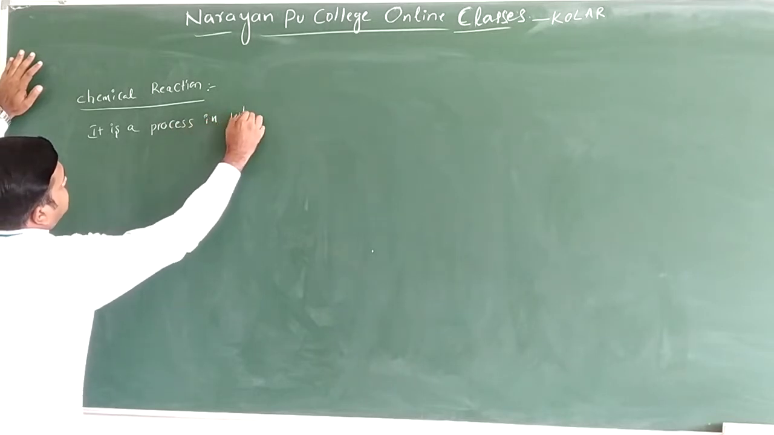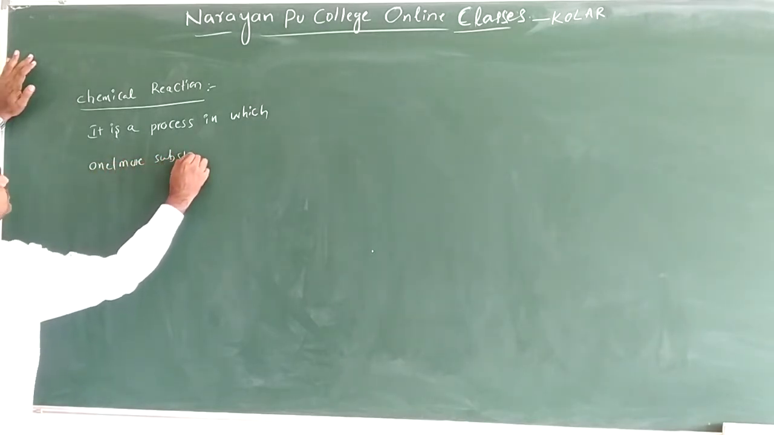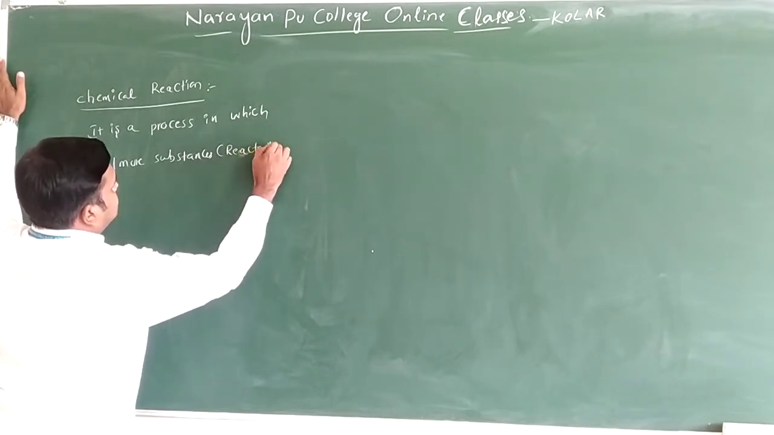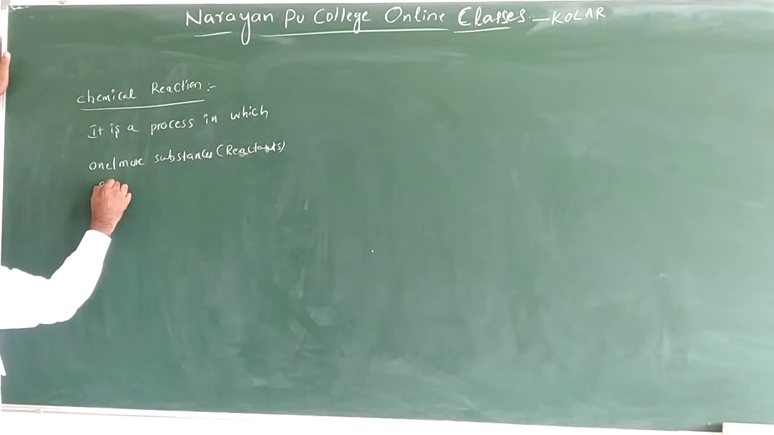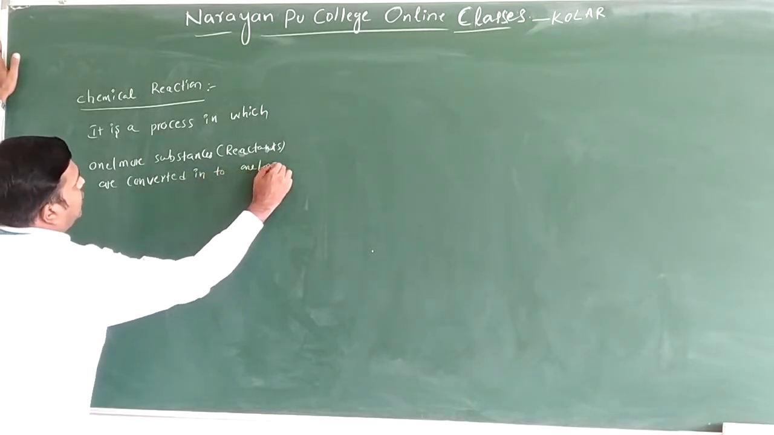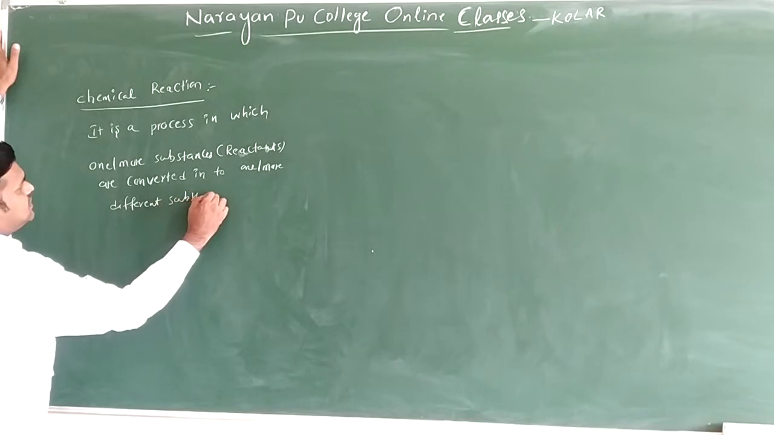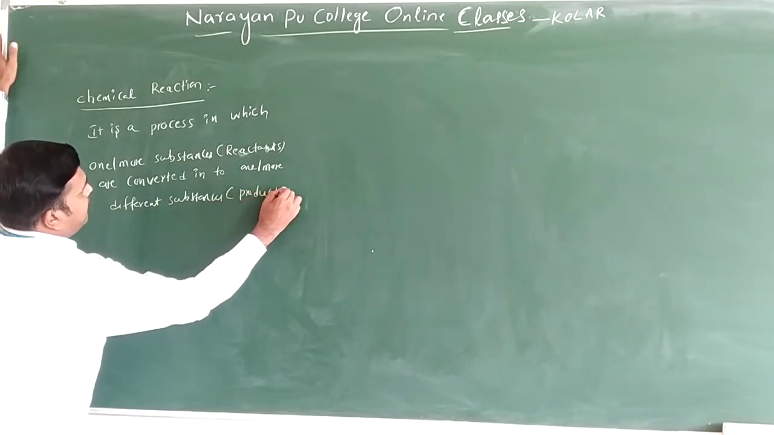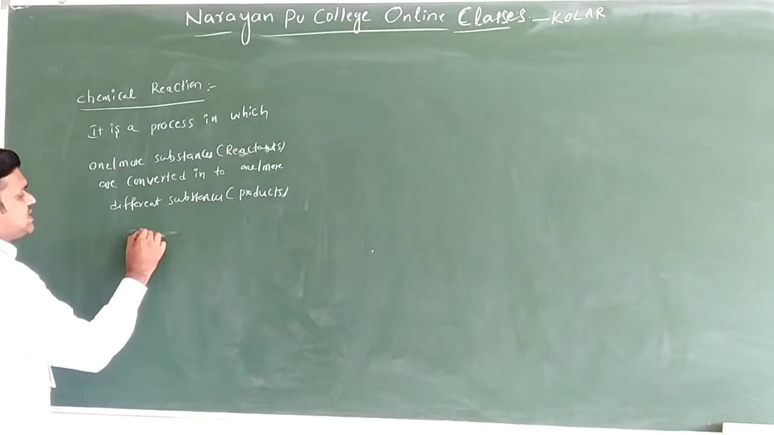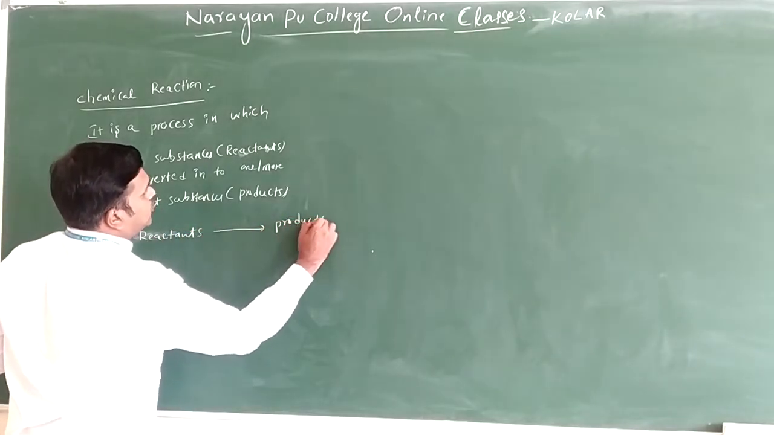It is a process in which one or more substances, which we call reactants, are converted into one or more different substances, which we call products. In a chemical reaction, reactants are converted into products.